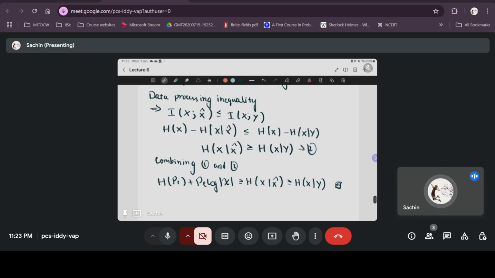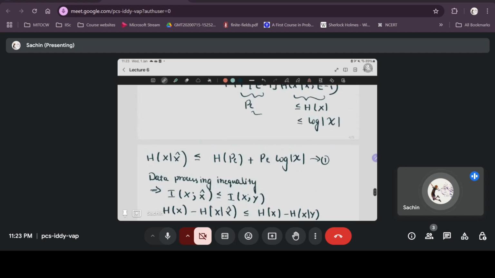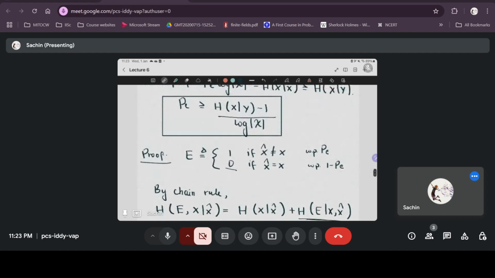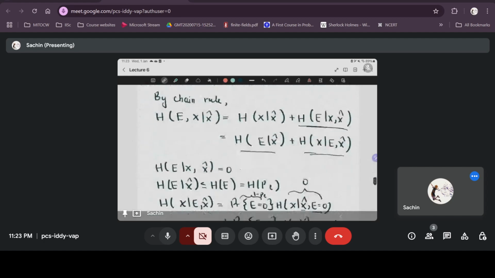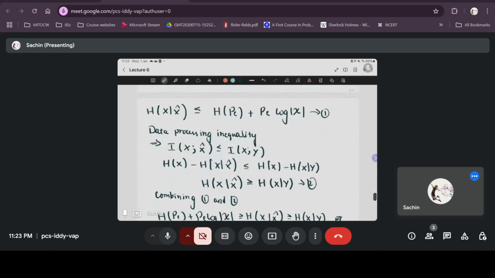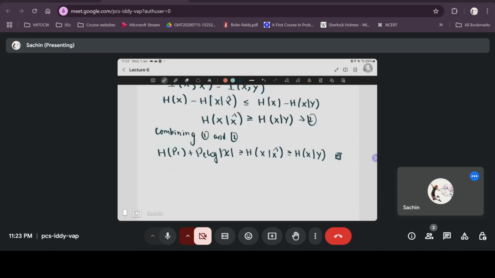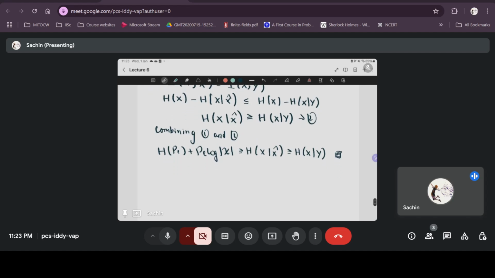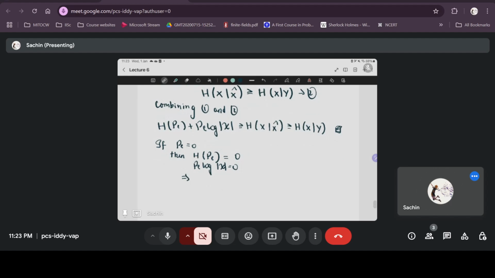So one consequence here is that if the probability of error is zero, that is, if p is zero, then h of p is 0, p log mod x is 0, which implies the left hand side LHS is equal to 0, which implies h of x given y is 0.